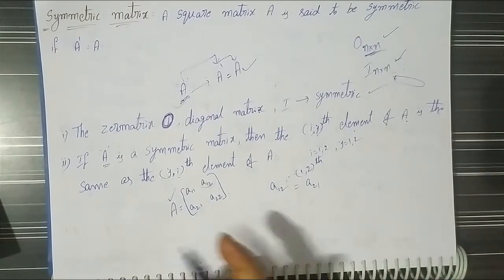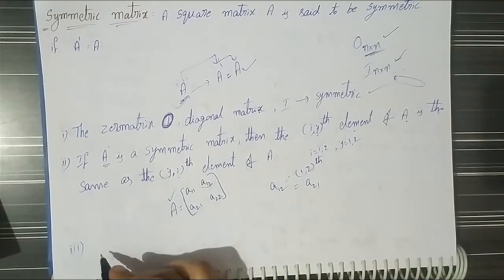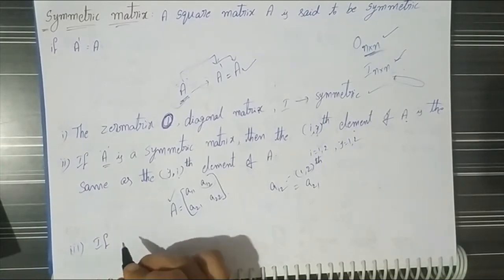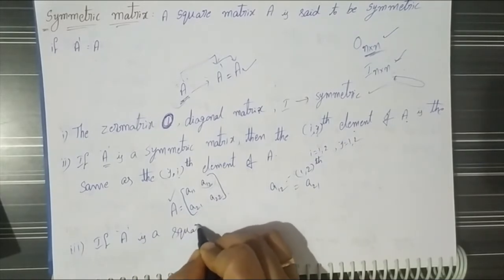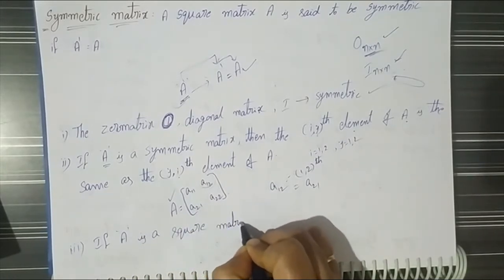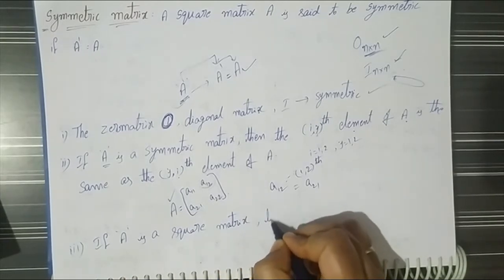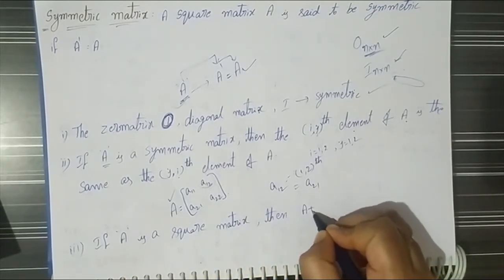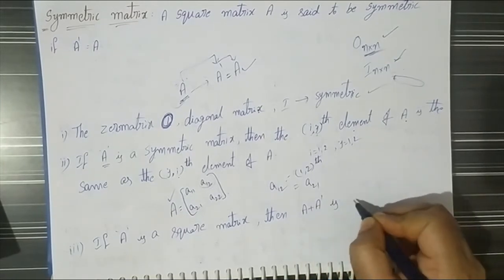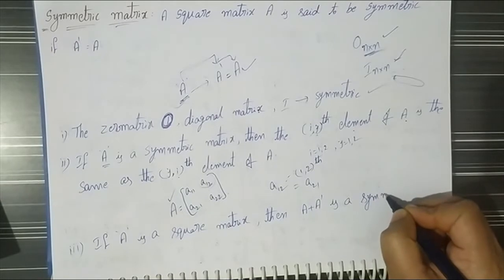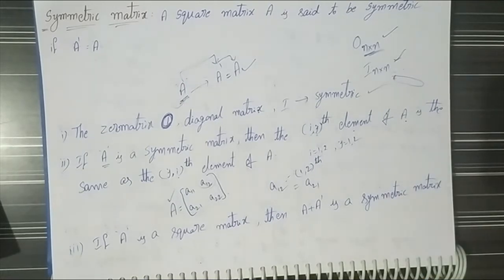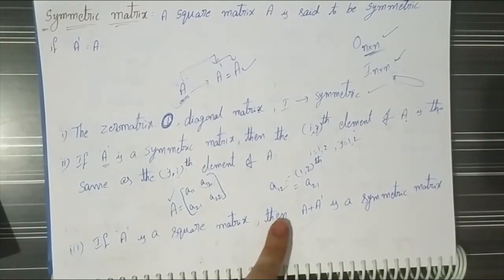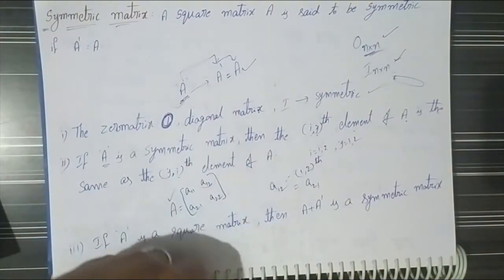The next and final point, the third point: if capital A is a square matrix, square matrix meaning the number of rows and number of columns are equal, then we can say that A plus A dash is a symmetric matrix. If A is a square matrix, then A plus A dash is a symmetric matrix. These are some of the points about symmetric matrix.